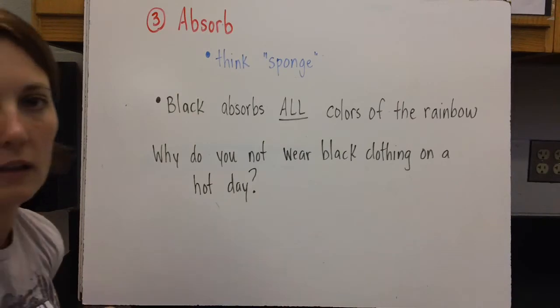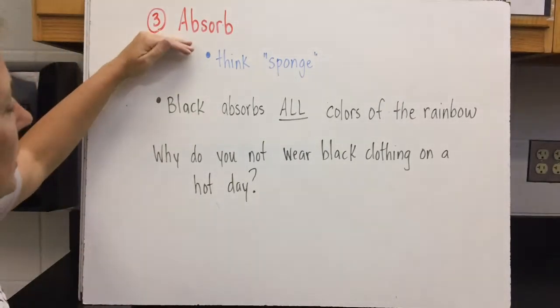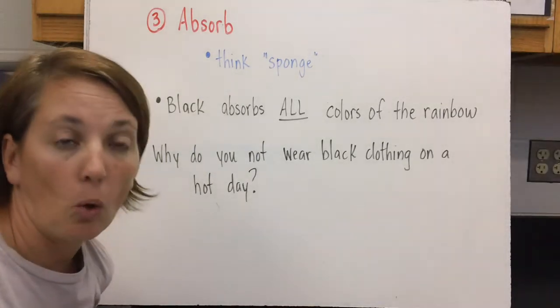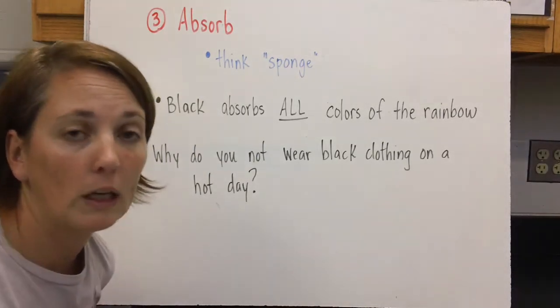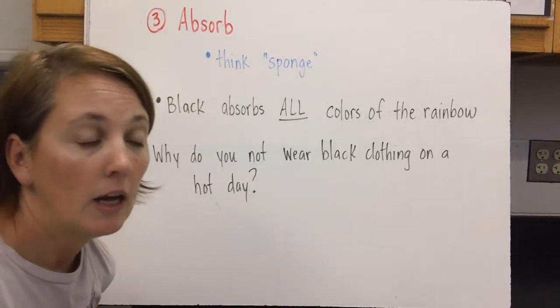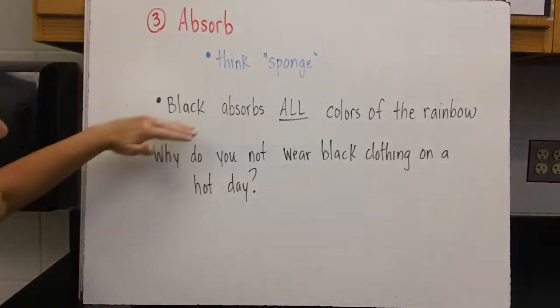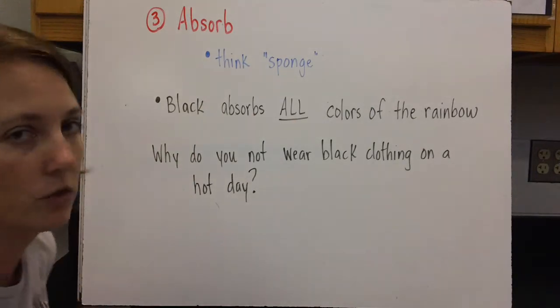The last thing that light waves can do is absorb. And when you think about absorption, it's just like a sponge. The light waves don't bounce off, they don't bend, they go in and don't come back out. And light waves generate heat. They have heat attached to them. Black absorbs all the colors of the rainbow.